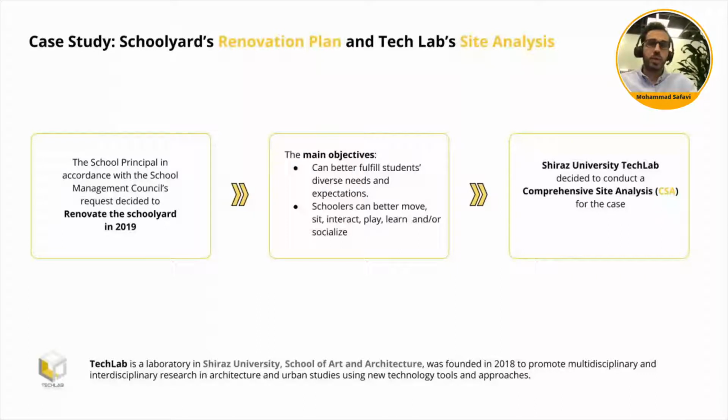Our research project really started when the management team decided to renovate the schoolyard in 2019. Their main objectives were to redesign the school in a way that could better fulfill the students' needs and expectations and also allow certain activities to occur in the schoolyard. So Tech Lab, a newly founded laboratory at Shiraz University School of Art and Architecture, took the initiative and decided to conduct a comprehensive site analysis as a part of the design process.